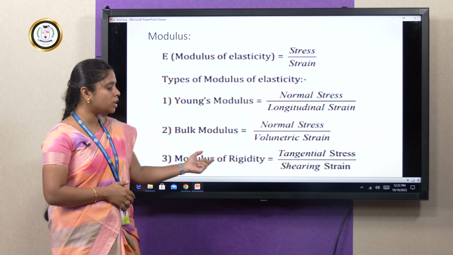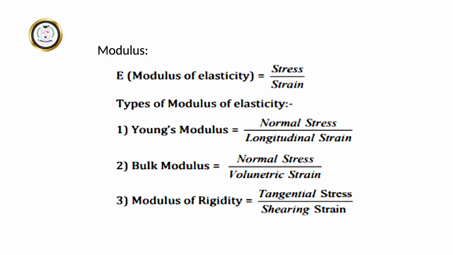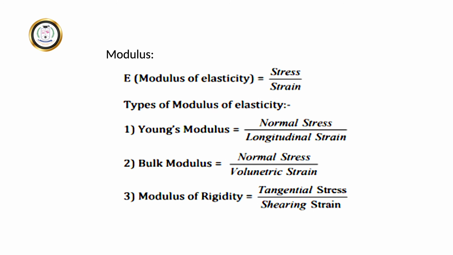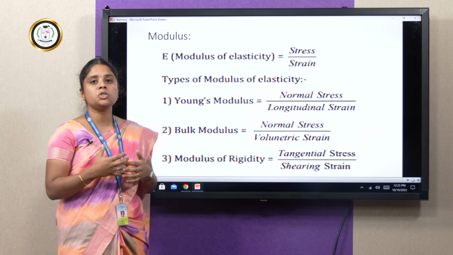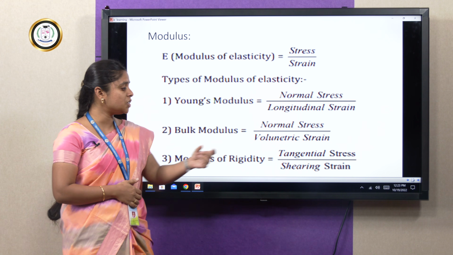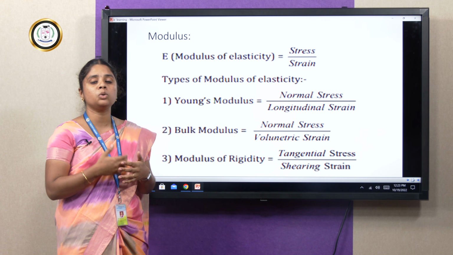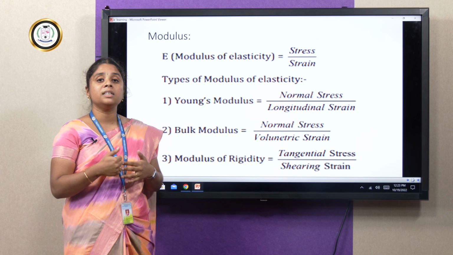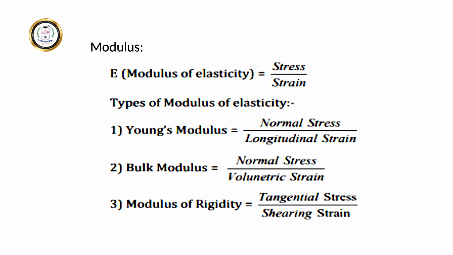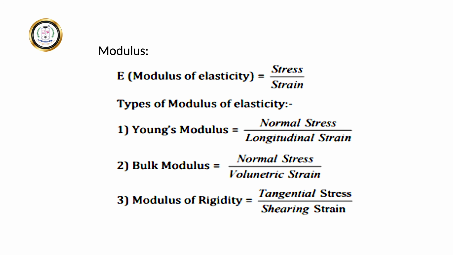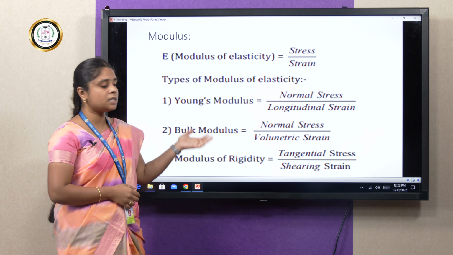Then coming to the modulus of rigidity or rigidity modulus. Here, it is defined as the ratio of tangential stress to shearing strain. So, let us consider you are applying a certain force to this object. This object undergoes change in its angle, then it is called shearing strain. The stress which you apply to an object will make the object undergo a change in its angle, then it is called a shearing strain. So, rigidity modulus can also be defined as the ratio of shearing stress to shearing strain or tangential stress to shearing strain. So, these are the various types of modulus.